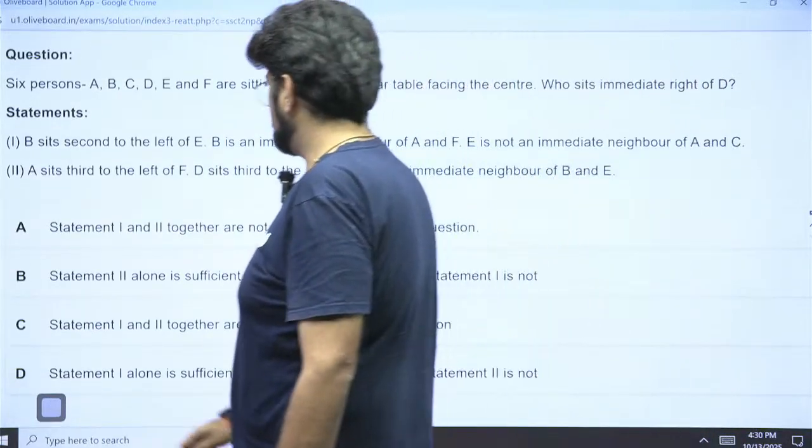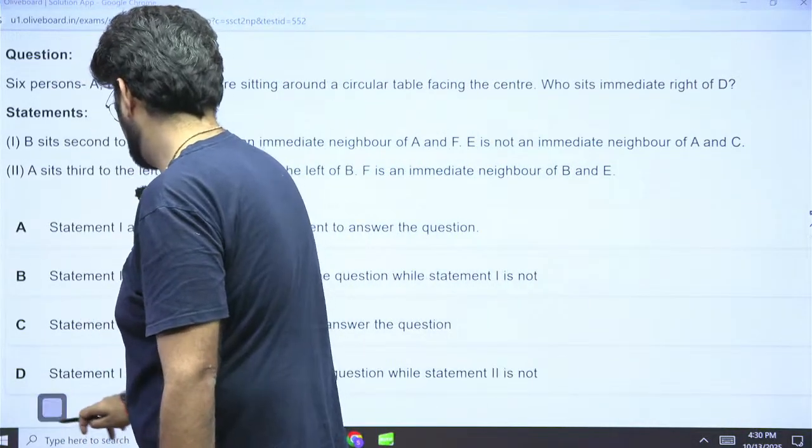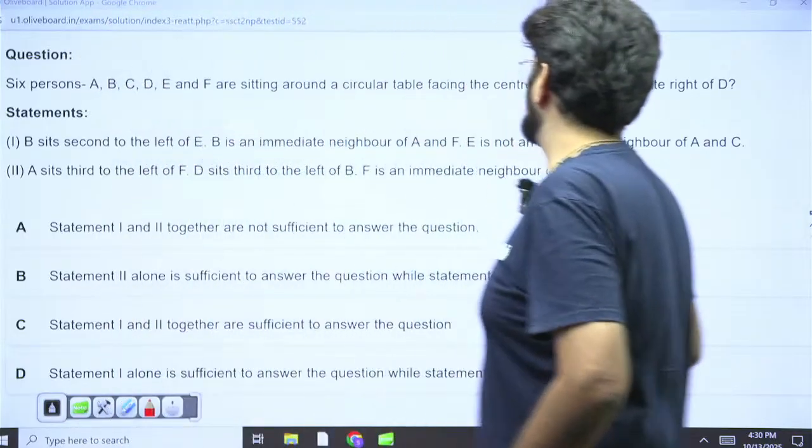Okay. 6 persons are sitting around a circular table facing the center.